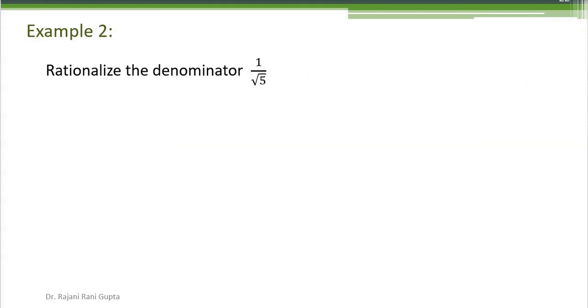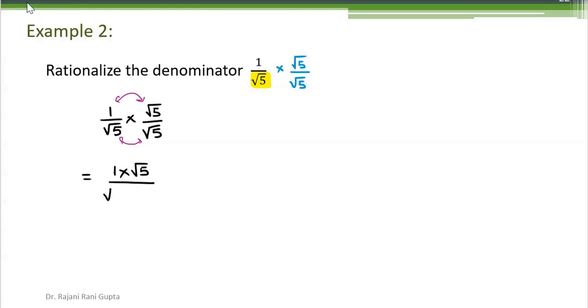It's mentioned, rationalize the denominator 1 over root 5. So check, this is your surd, root 5. What you have to do? Multiply numerator and denominator by root 5. So what does this give you? 1 over root 5 times root 5 over root 5. Again, it's a multiplication of two fractions. Multiply them together. This gives you 1 times root 5 over root 5 times root 5.